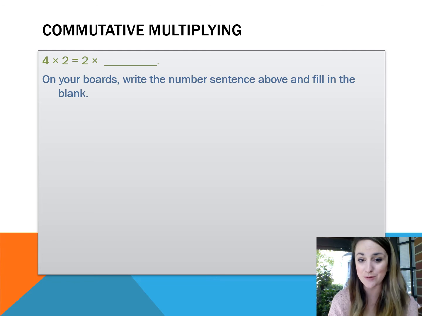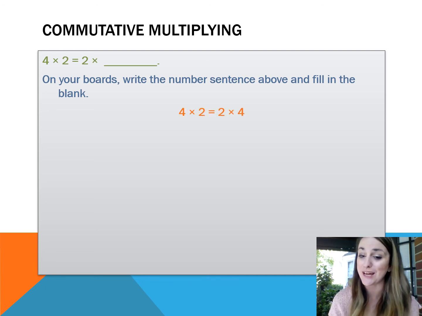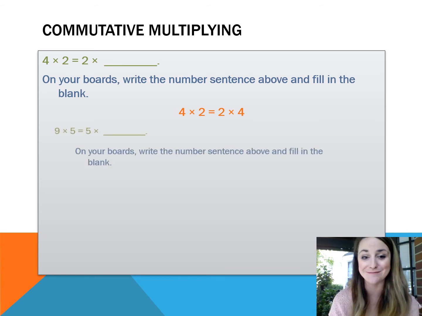Now let's keep going with this idea of commutative multiplying. 4 times 2 equals 2 times unknown. On your boards, write the number sentence above and fill in the blank. 4 times 2 equals 2 times 4. The factors switch, but the total remains the same.